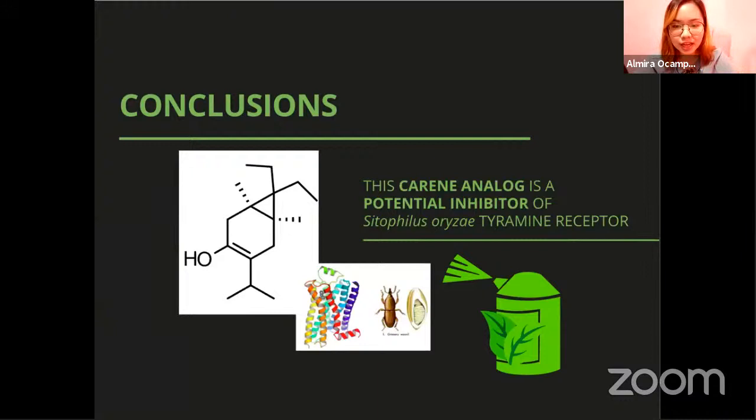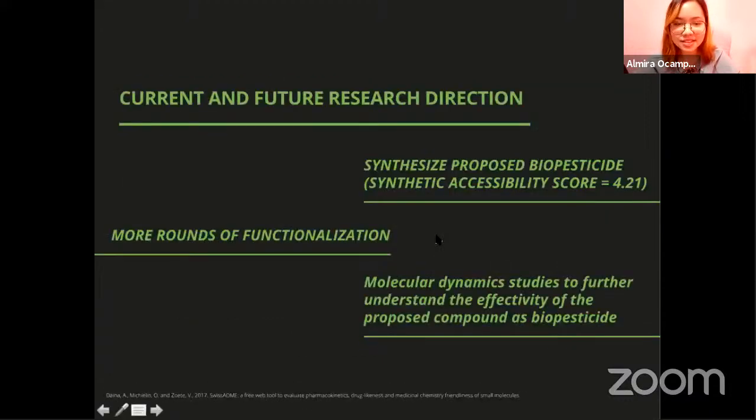It was seen that the alkyl hydrophobic groups and hydrogen bond acceptors of carine can improve the binding affinity of our compound to our tyramine receptor. Okay, so this suggested analog is predicted to be free of toxicity risks, and so this carine analog is a potential biopesticide against rice weevils. Okay, so next slide, please.